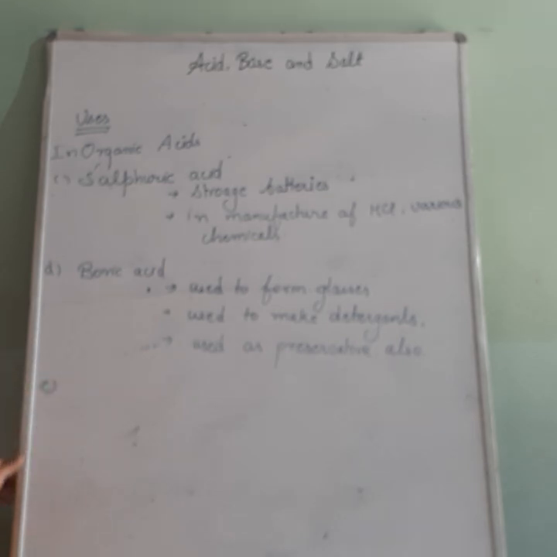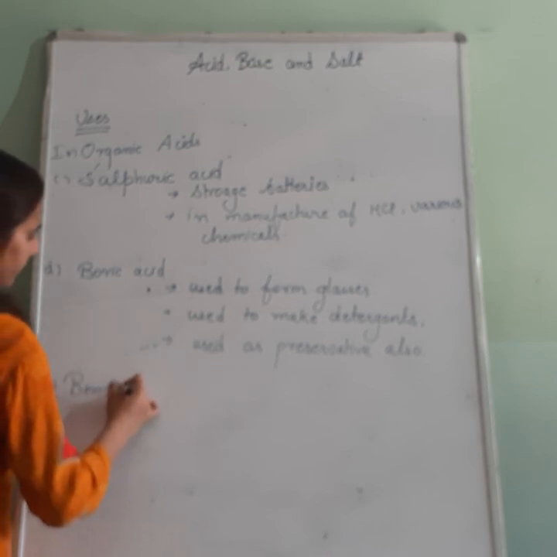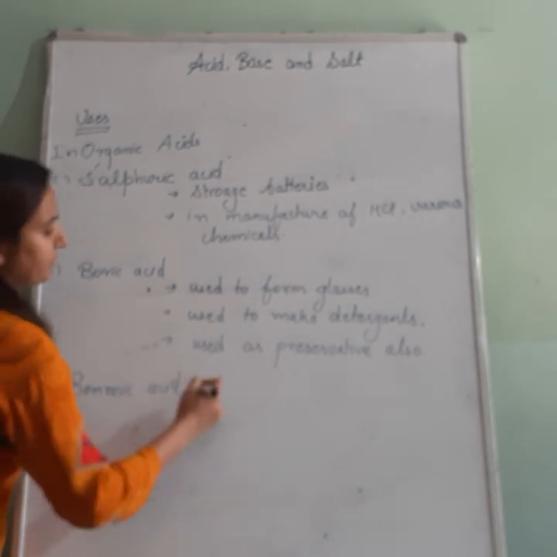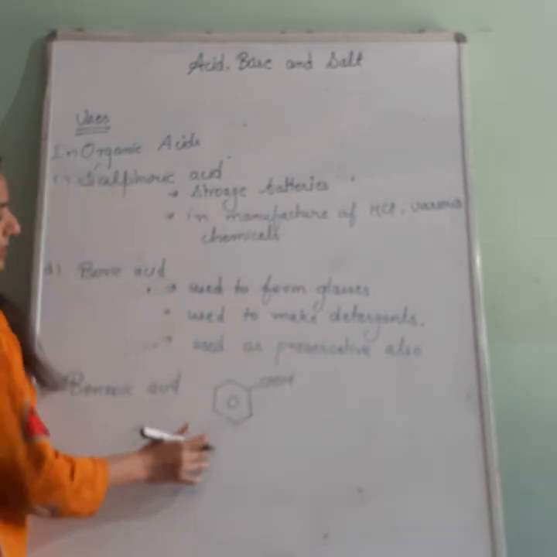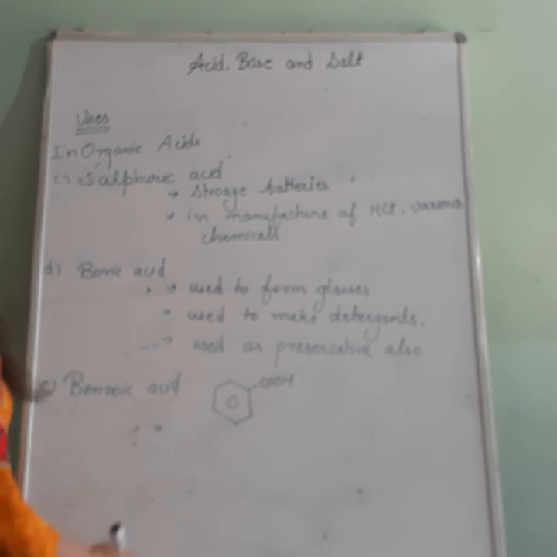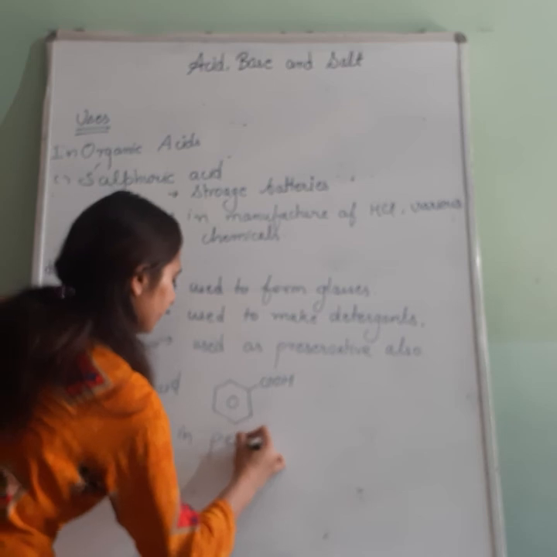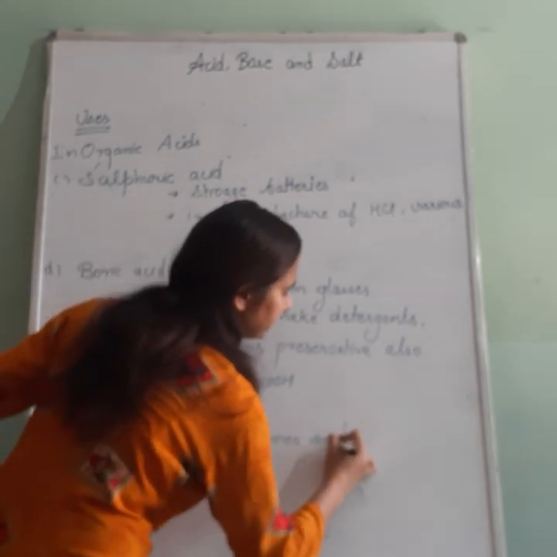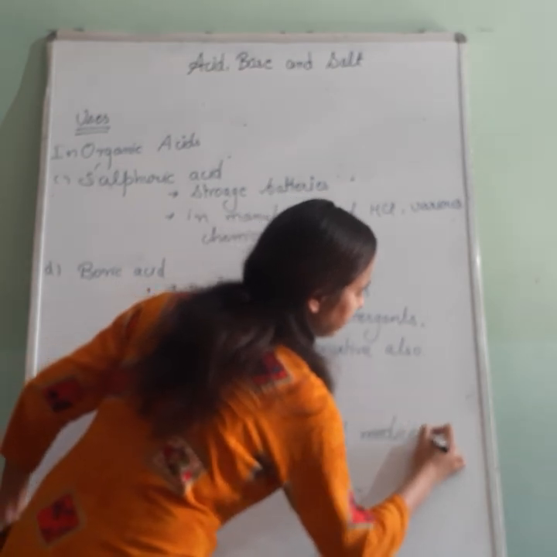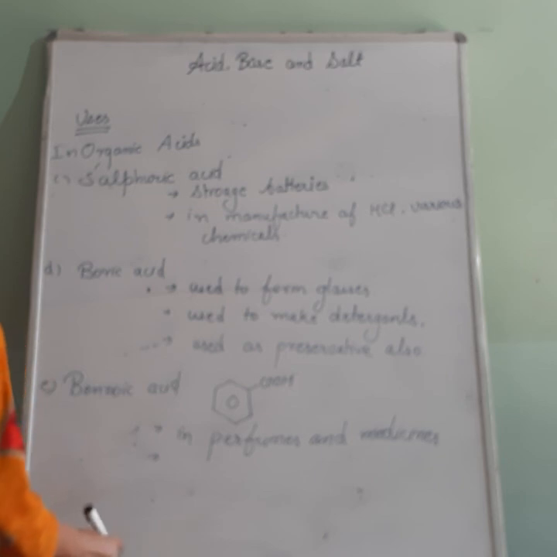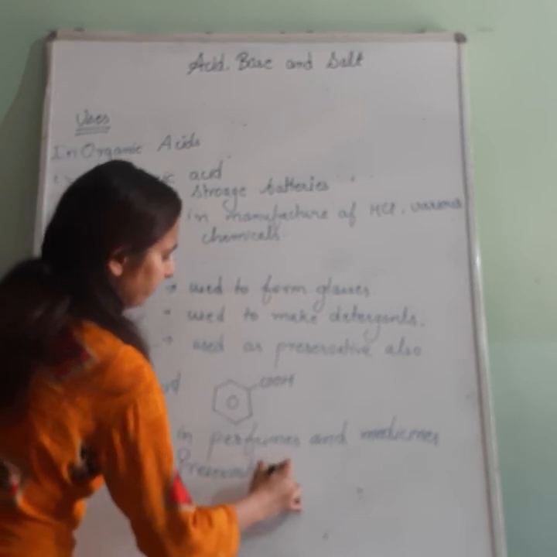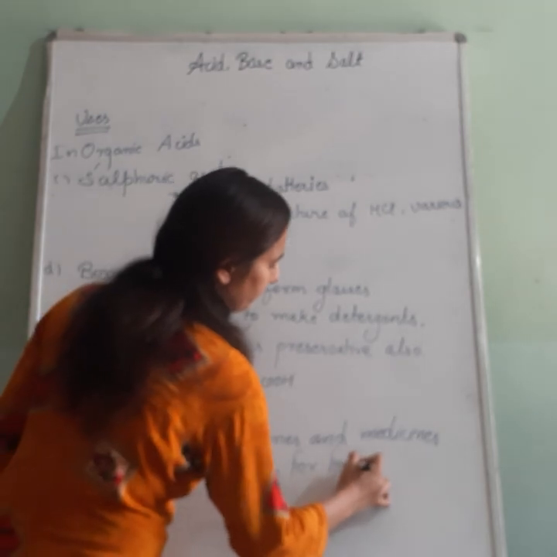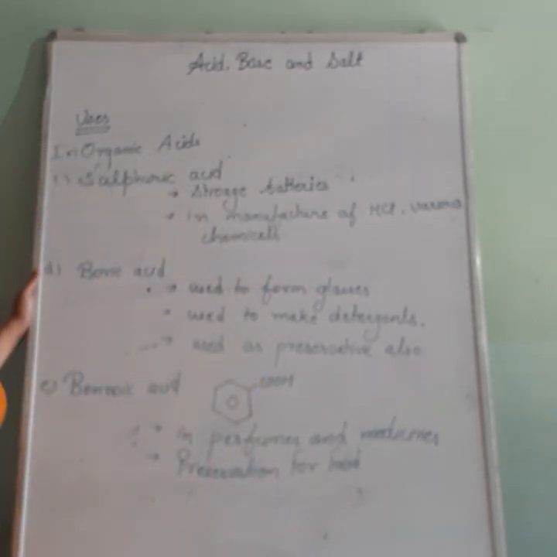The last acid is benzoic acid. The structure of benzoic acid is you have one benzene ring and one carboxylic acid group is present over this. And its first use is, it is used in perfumes and medicines. And the last one is, it is also used as preservation for food. So this is all about uses of acids.